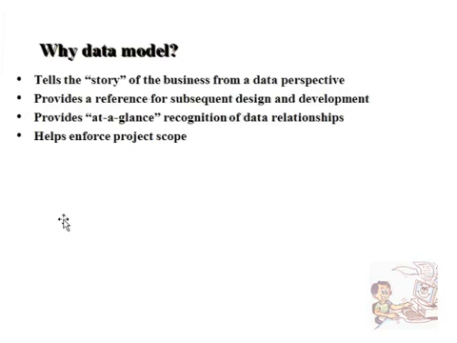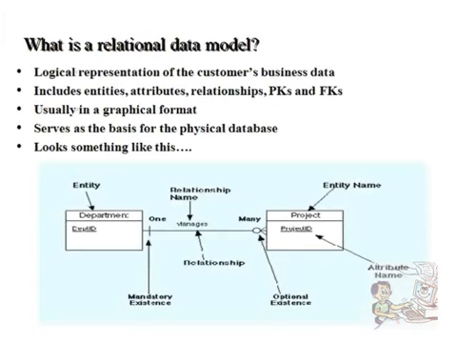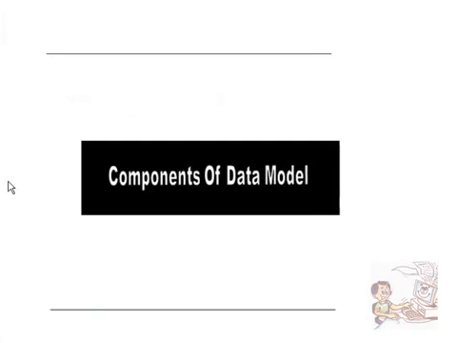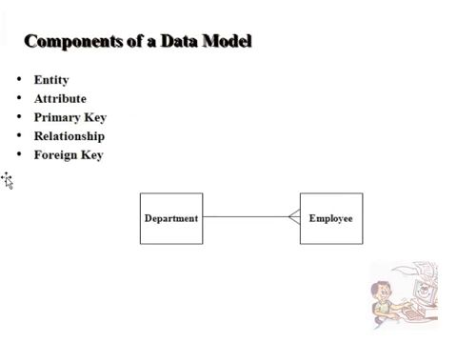Let us see what the components of a logical data model are. When it comes to the components of a logical data model, you have 5 components, which are called entity, attribute, primary key, relationship, and foreign key. We will go through what these are, but at a very high level, these are the 5 things which you will capture as part of your logical data model.